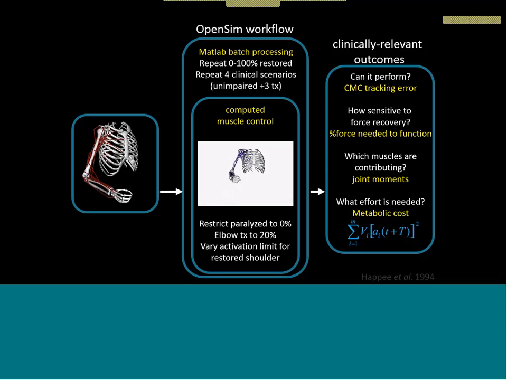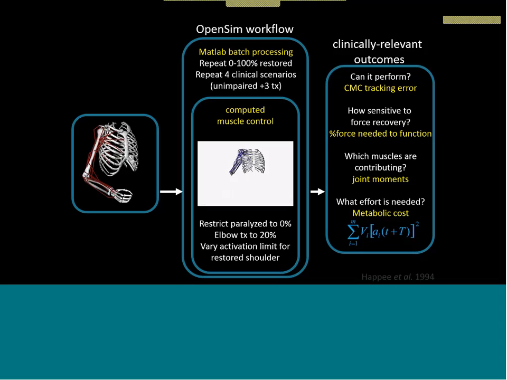Then we look at those simulations for clinically relevant outcomes. The first one is whether after the transfer the arm can perform the motion. So really, is it strong enough to do it when we've simulated it? We looked at the CMC tracking error to see whether it was able to perform it or not. If the tracking error is large, that means that the joint angles are much different than what we told it to do, and it was not able to perform the simulation. We also look at how sensitive the surgery is to force recovery, so we look at what percent force was needed to perform the CMC accurately.